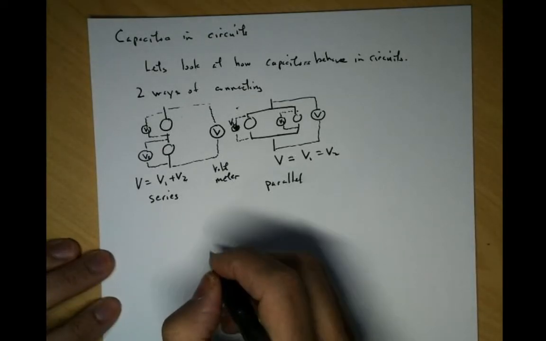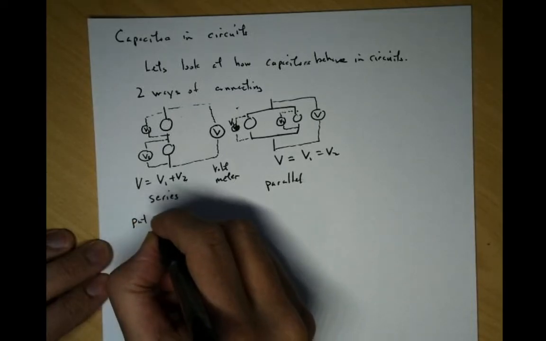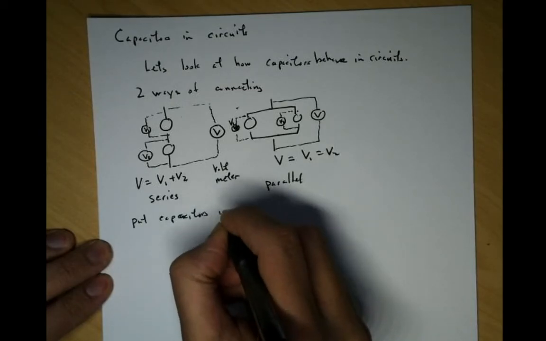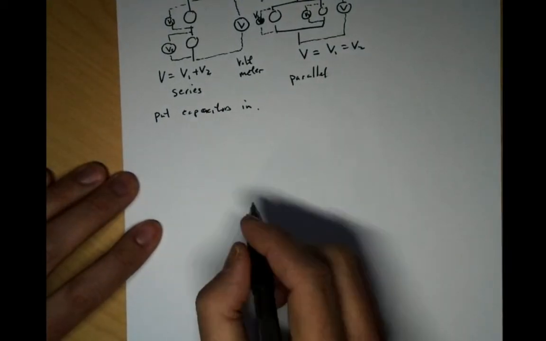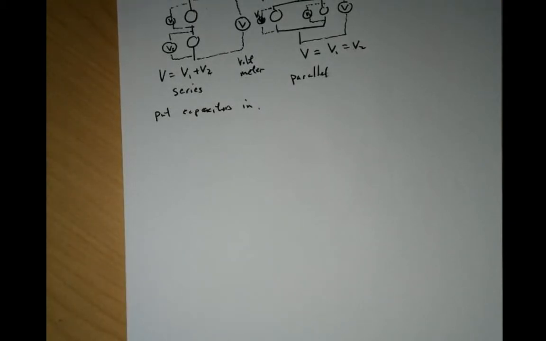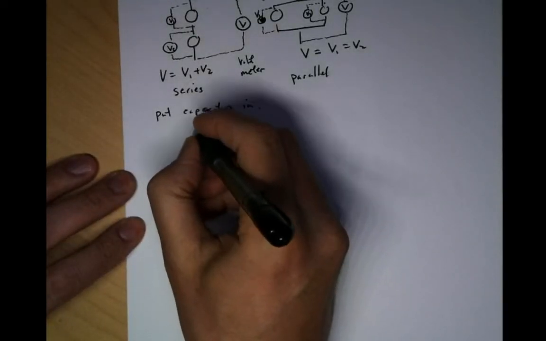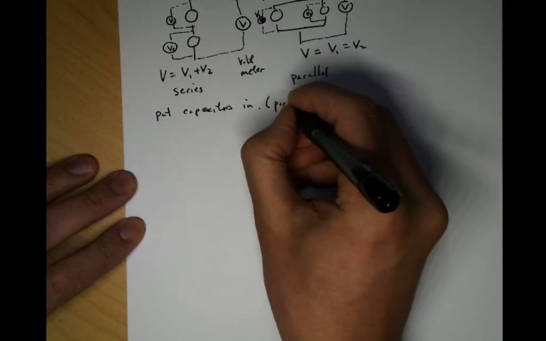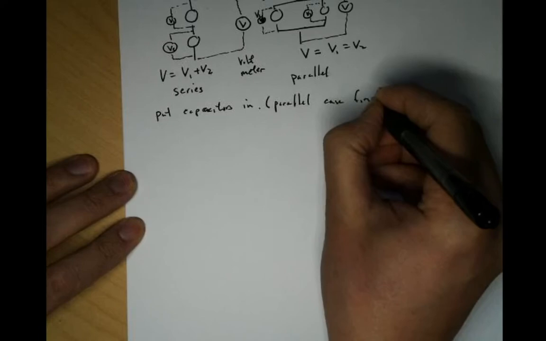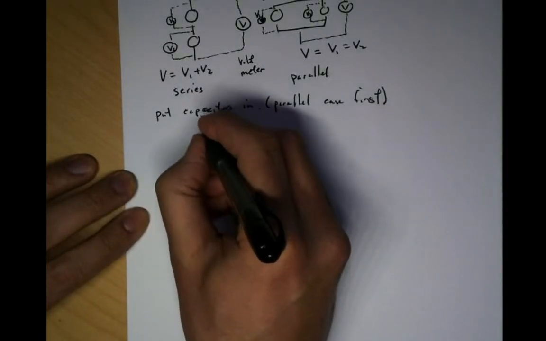Let's basically take a look at this thing. Let's imagine, let's put some capacitors in. Let's draw this thing out first. We're going to draw it as a parallel one first. We'll do a series one later. So let's draw a parallel one.